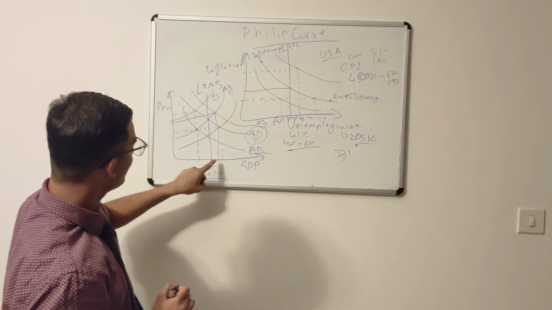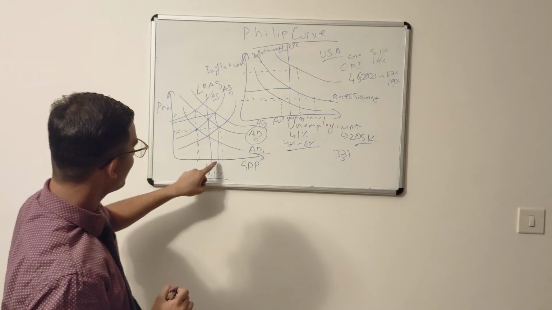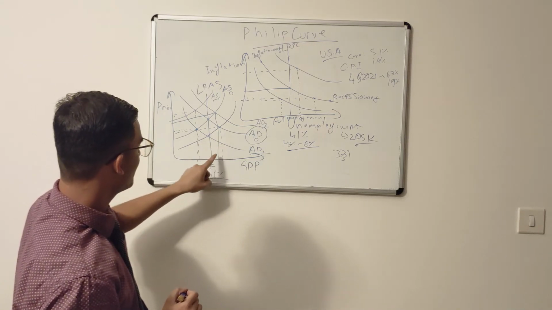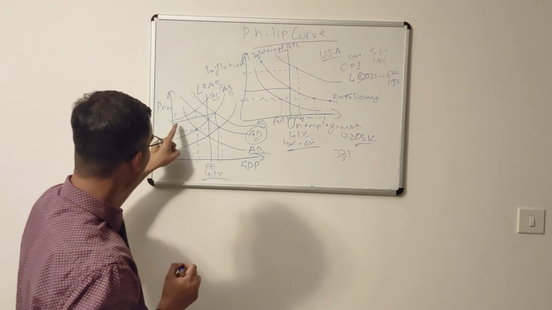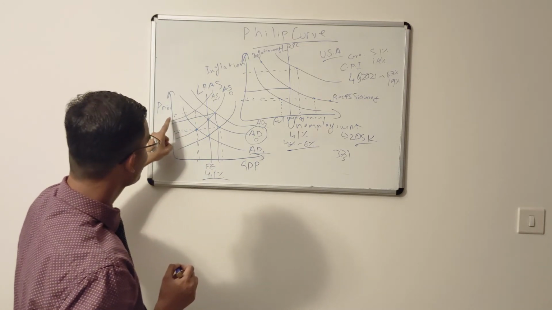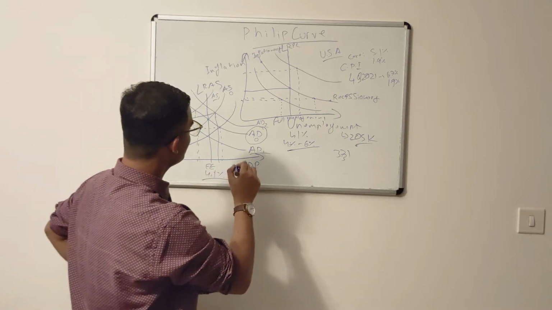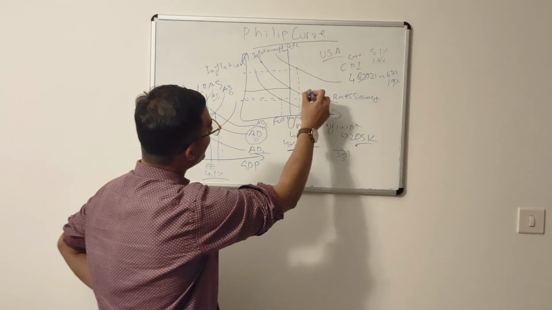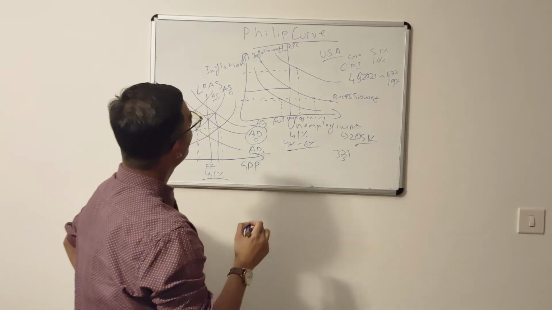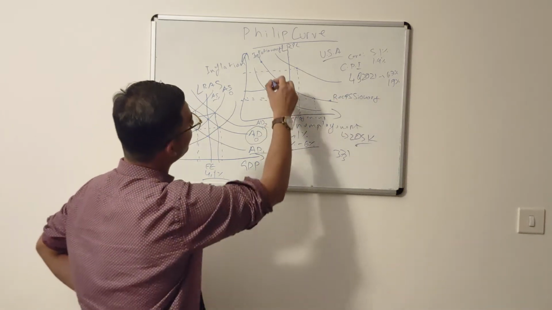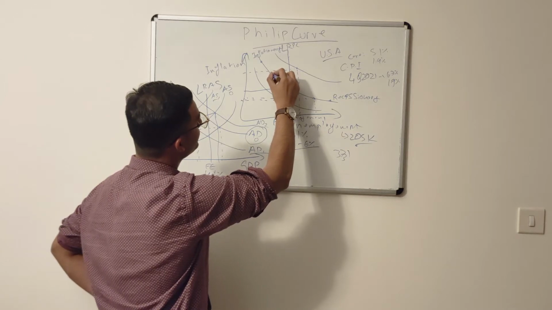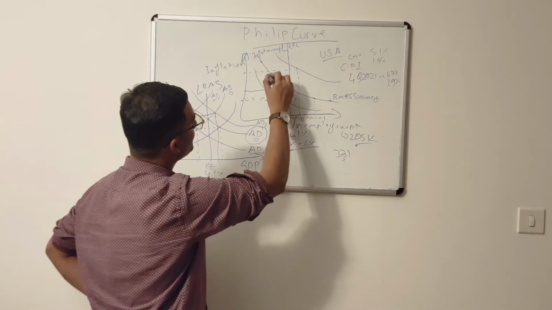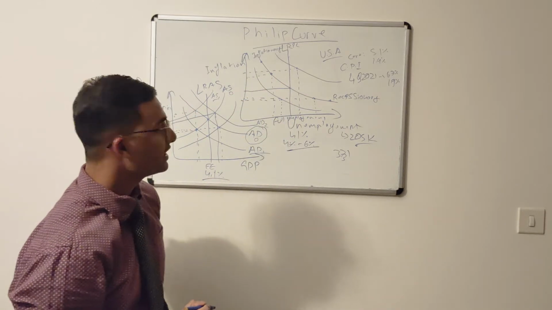This is your aggregate demand 0. Your GDP has increased from the prior and your price level has actually increased as well. So you would see that over here, since your GDP has increased, your unemployment has decreased, but your price level has increased.